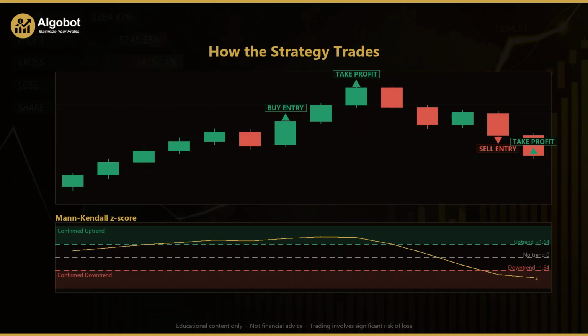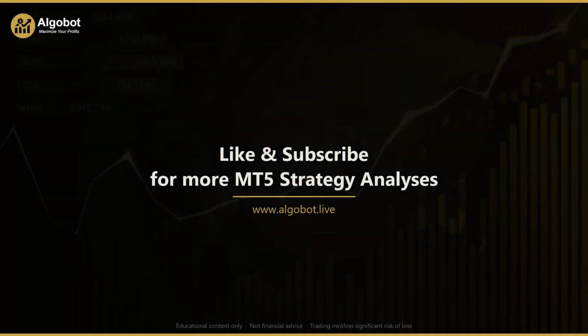And that brings us to the end of our deep dive into the Mann-Kendall Trend Confirmation Expert Advisor. Today we unpacked how the Mann-Kendall test turns a run of closing prices into a single Z-score, how the strategy uses that score to confirm a trend, and how it then times entries on shallow pullbacks with ATR-based stops and a reward-to-risk take-profit. We also saw how it steps aside and exits early when the trend statistic reverses.